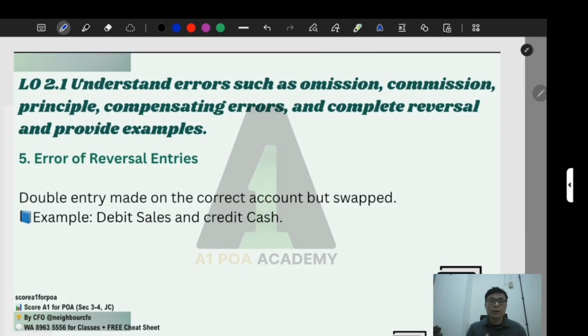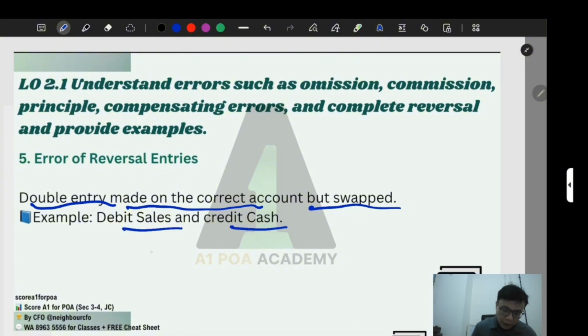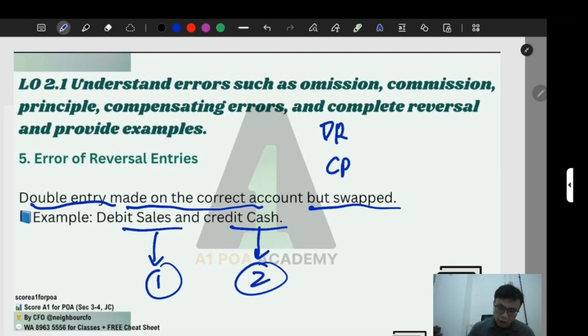This particular error is known as error of reversal entry. So exactly what is this all about? Over here, it says that a double entry is made on the correct accounts and probably the correct amount as well, but accidentally reversed. In this instance, we will presume that these are the two accounts, sales and cash. Typically when you incur a sales transaction, you recognize the sales upon the delivery of the goods and services to the customer.